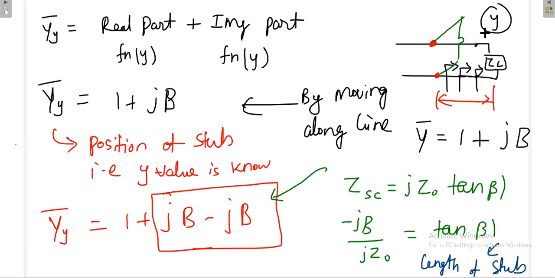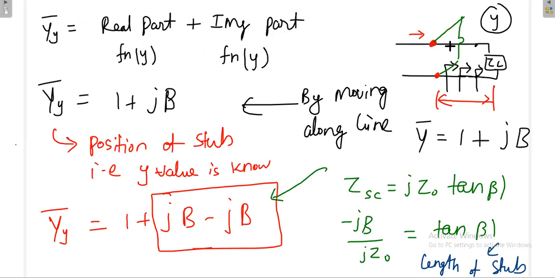Okay, in this process, what is happening? Once we connect the stub, whatever signal is coming here will enter into these sections. Somehow it will go to the load. It will not be reflected back. That is the idea of introducing the stub here.